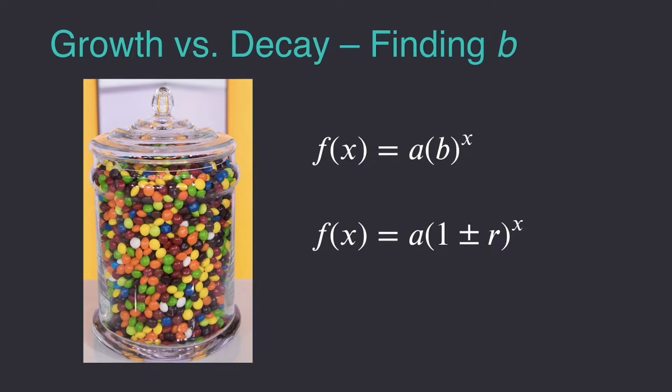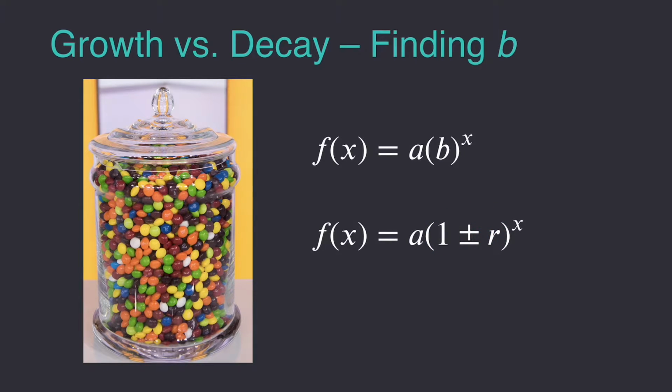All right, welcome back, ladies and gentlemen, to our growth versus decay slide. So we're looking at exponential functions. We're going to work on writing exponential functions, but before we do that, we have to know how to find our b value. So we find b by using this right here, our 1 plus or minus r.